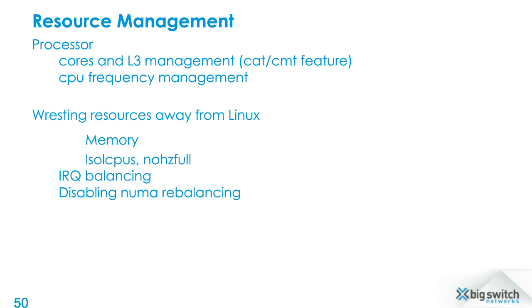Now, L3 management is a big issue. One of the reasons it's a big issue is because it isolates the cores from each other, so that when we're doing activities in one core, it won't affect activities in another core.